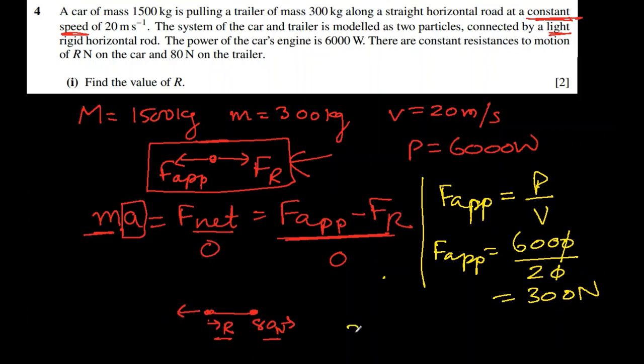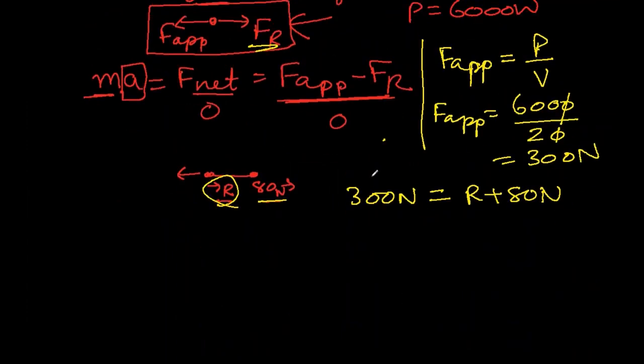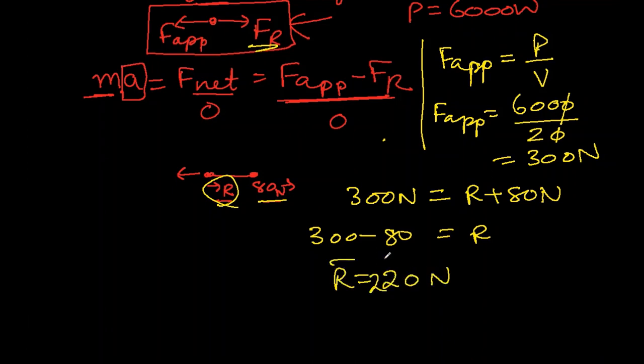So 300 newtons, which is the applied force, will be equal to the resistive forces, which are two forces, R and 80. And that gives us the answer now. R will be 300 minus 80, which is 220 newtons. The R which is on the car itself is 220 newtons backwards.